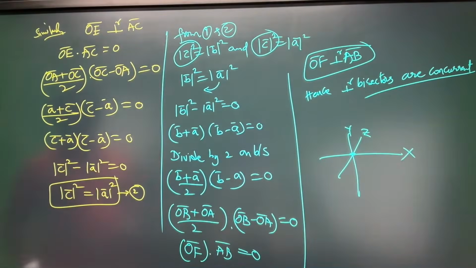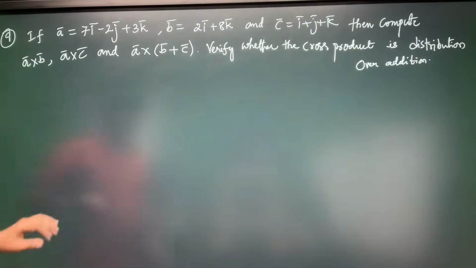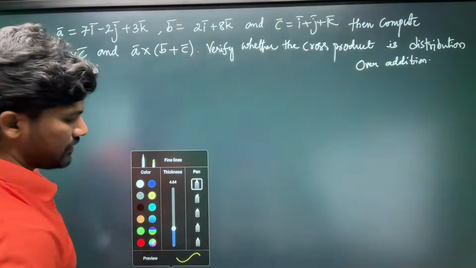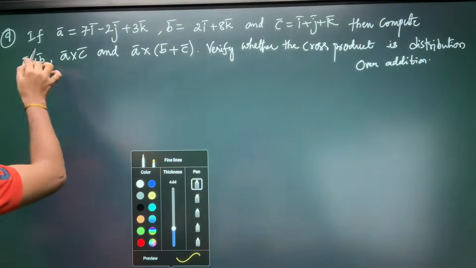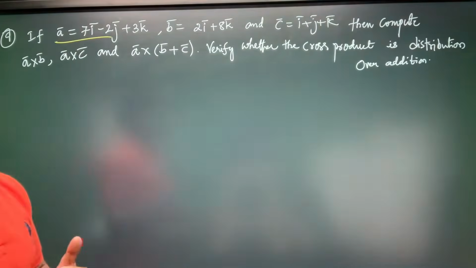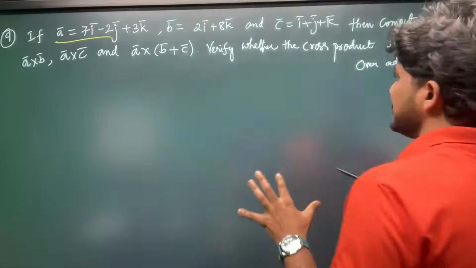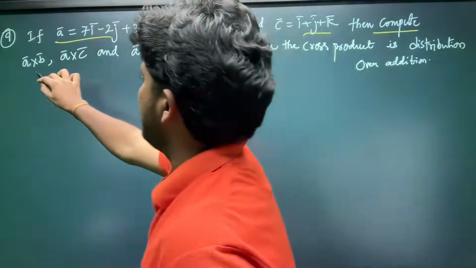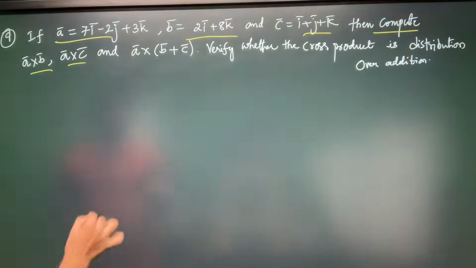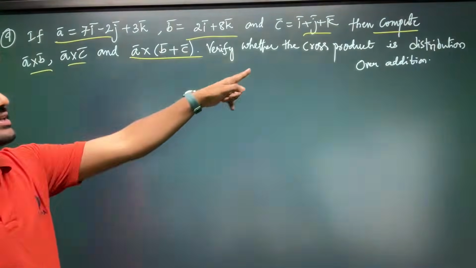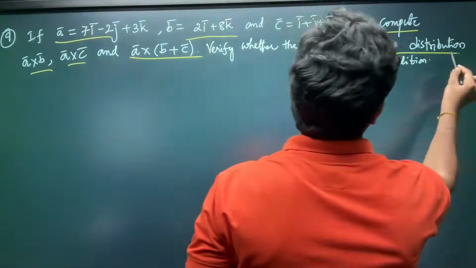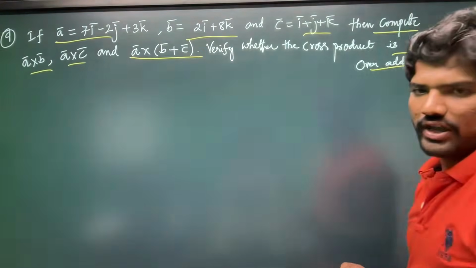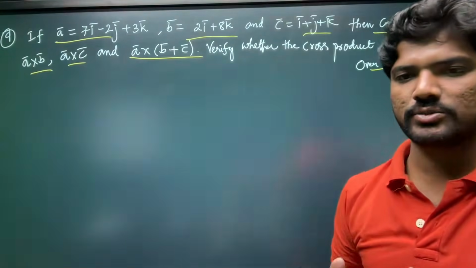Now see the next problem. This is the last LAQ problem from this chapter. This problem has been repeated so many times. It was asked in March 2023, and we can expect it this time also. Very easy problem. So A bar, B bar, C bar, then compute A bar cross B bar and A bar cross C bar and this value. Verify whether the cross product is distributive over addition. Okay, so now we have to verify that the cross product is distributive over addition.